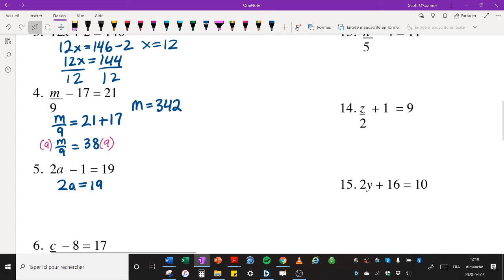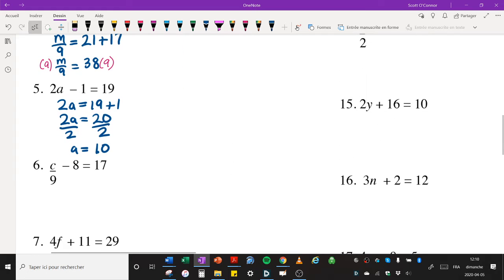2a is equal to 19 plus 1. 2a is therefore equal to 20. I simplify the right-hand side. Now, I divide both sides by 2. Because multiply by 2 is in the way, a is now equal to 10.